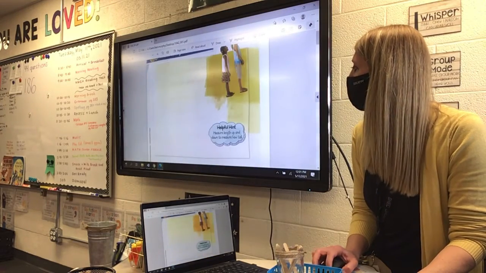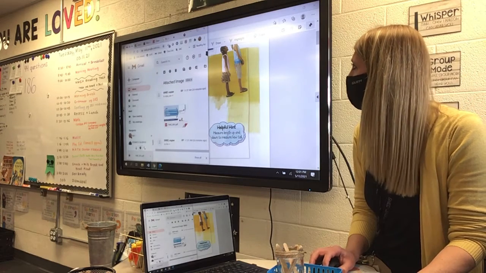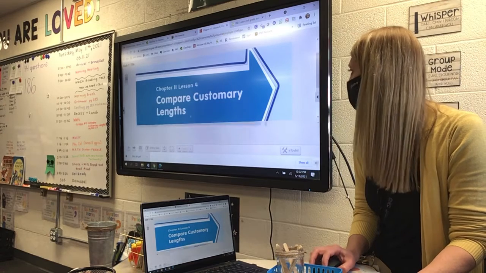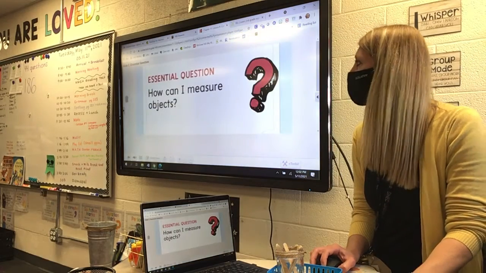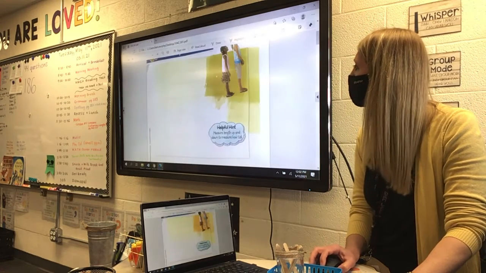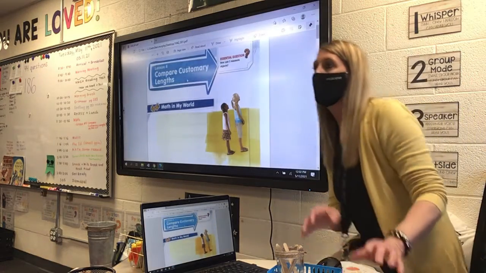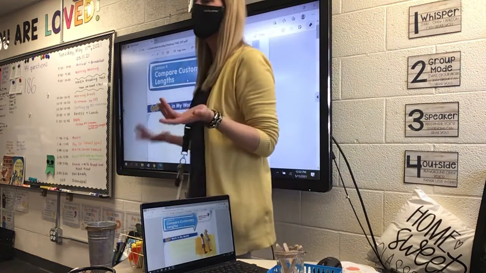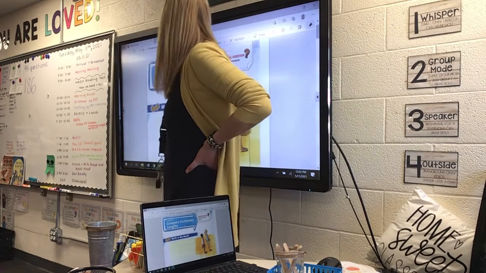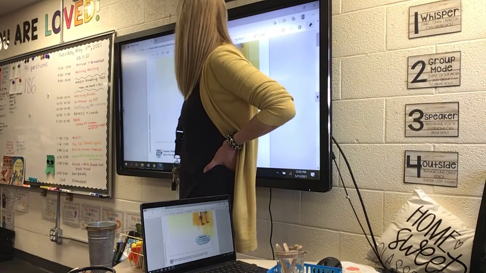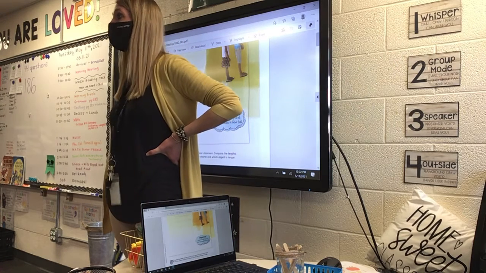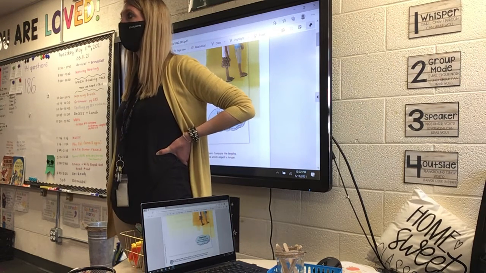Okay, now our essential question, of course, what we're learning this whole chapter, is how can I measure objects? That's our question that we've been working on this whole chapter. So what we're going to do today is learn how to compare them. And this is awesome because this actually works perfect with adjectives from last week. Comparative adjectives. So right now, we need to find 2 objects that we can measure in our classroom.